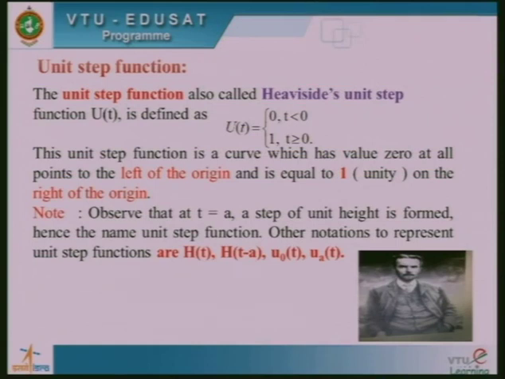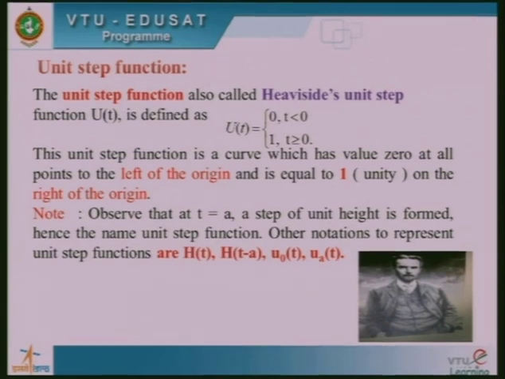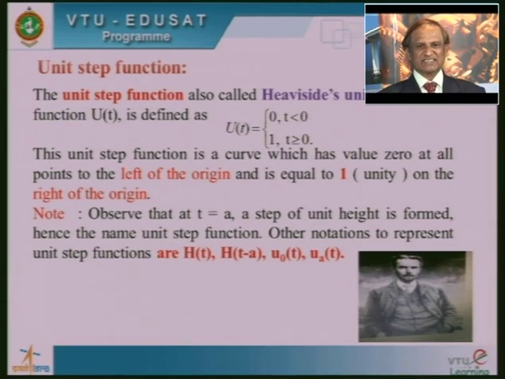Is it clear? Observe that at t is equal to a, a is what? A is some constant. A step of unit height is formed. Hence, the name unit step function. Right? So, we can use various notations to represent unit step function. Is it clear? Other notations to represent unit step functions are h of t. You can use capital H of t or capital H of t minus a or u suffix 0 of t or u suffix small a of t. So, these are the few notations of unit step functions.